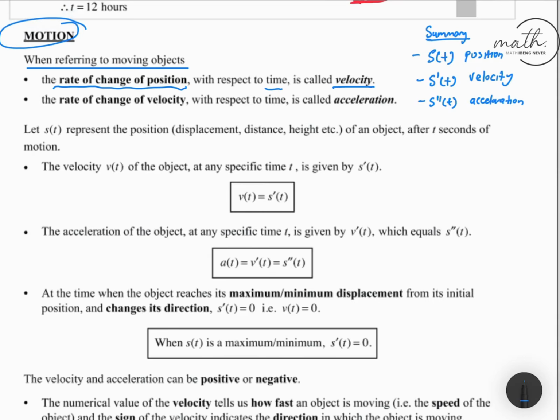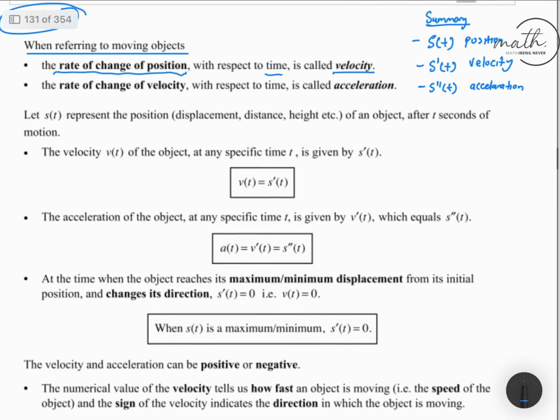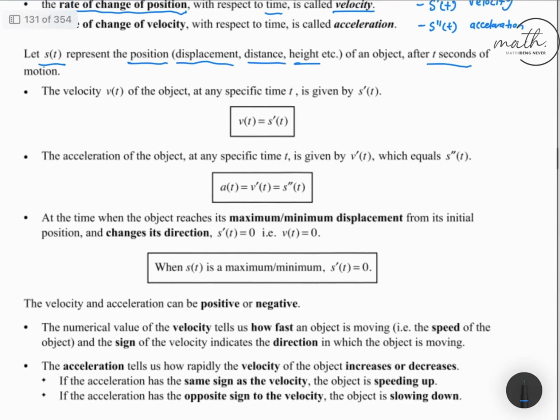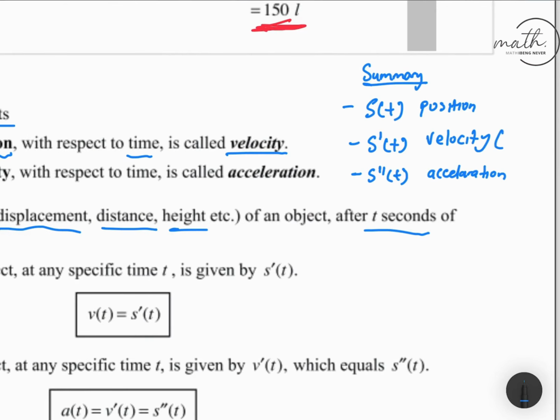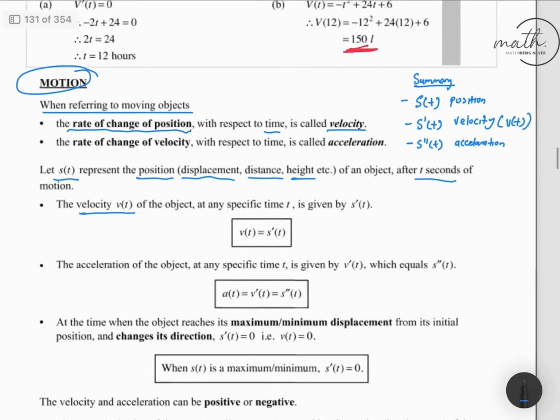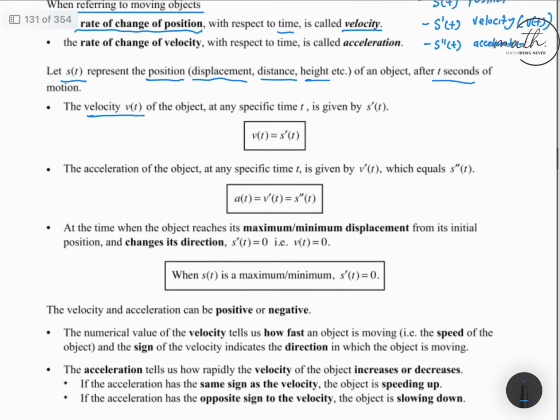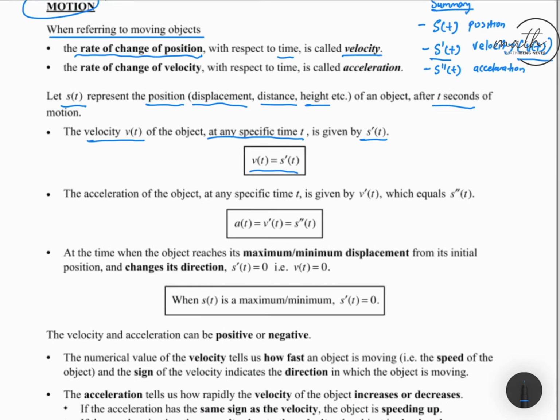Basically, they're saying S(t), the one I just mentioned, is the position. The position can be displacement, distance, or height of an object after some time. Velocity, V(t), is the velocity of the object at any specific point in time, given by S'(t), like I just said, and it's also called V(t). So this and this are one and the same thing.